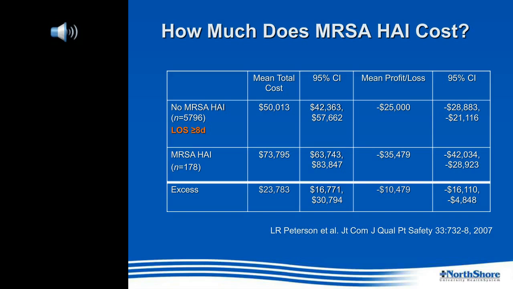You can see from this slide that just developing an MRSA nosocomial infection added $24,000 to the cost of care. If you look over to the right, the mean profit and loss was about half of that, $23,000, because our insurance companies, mainly Medicare, paid for half of the excess loss, and we had to cover the other half. So basically, the healthcare system lost about $24,000 in our patients who developed an MRSA infection.